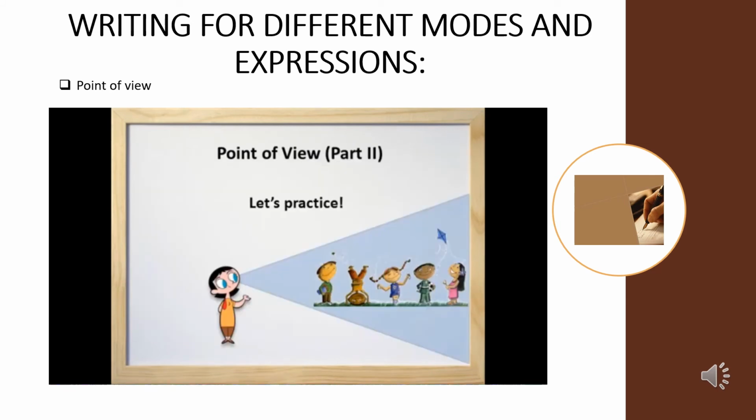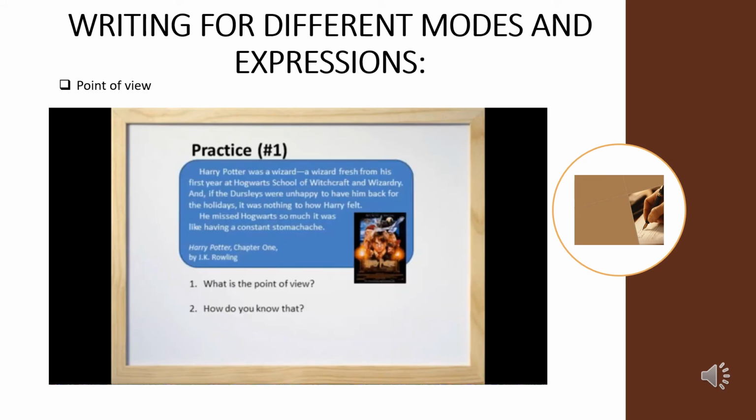Now let's practice identifying third-person objective, limited, and omniscient point of view. Practice number 1 from Harry Potter, Chapter 1 by J.K. Rowling.